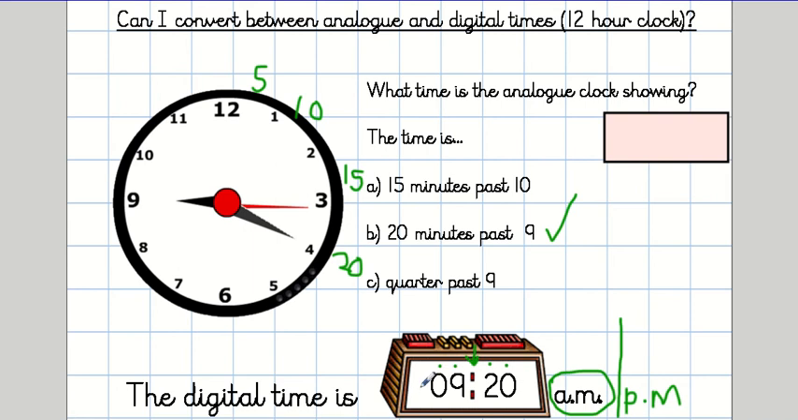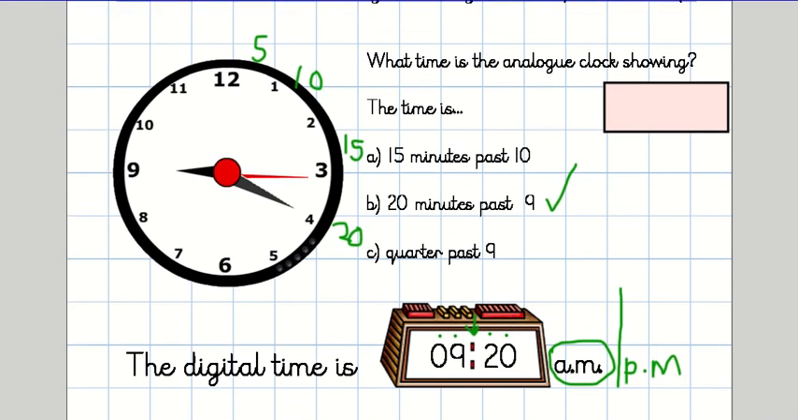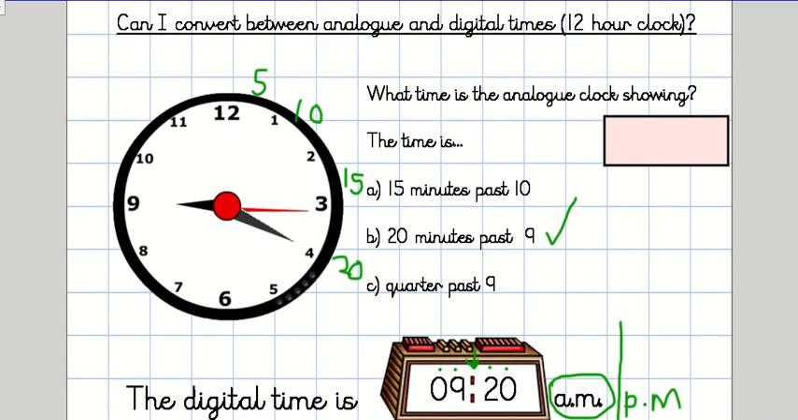You'll also notice that I've got all of the available spaces filled in. So we need to make sure that we put, if it's 9:20, we make sure we put the zero before the 9, not just leave that out. So that's our digital time, okay? Let's have a look at some questions together.